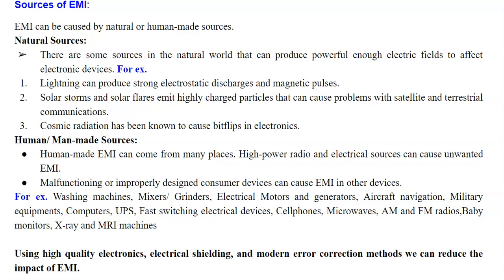Natural sources. There are some sources in the natural world that can produce powerful enough electrical fields to affect electronic devices. For example, lightning can produce strong electrostatic discharges and magnetic pulses. Solar storms and solar flares emit highly charged particles that can cause problems with satellite and terrestrial communications. Cosmic radiation has been known to cause bit flips in electronics. These all are the natural sources of electromagnetic interference.